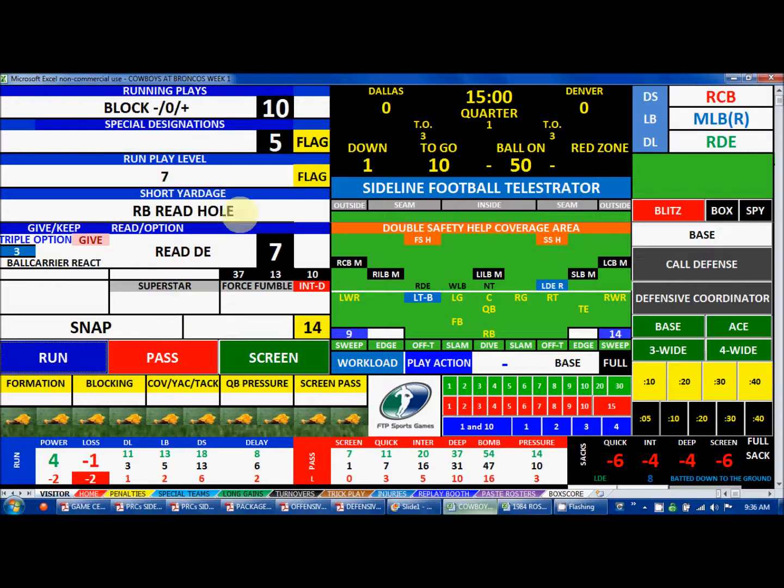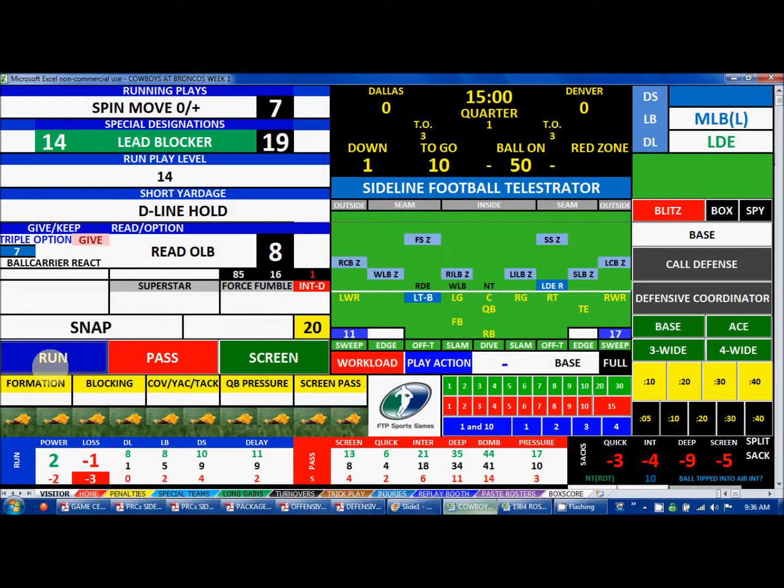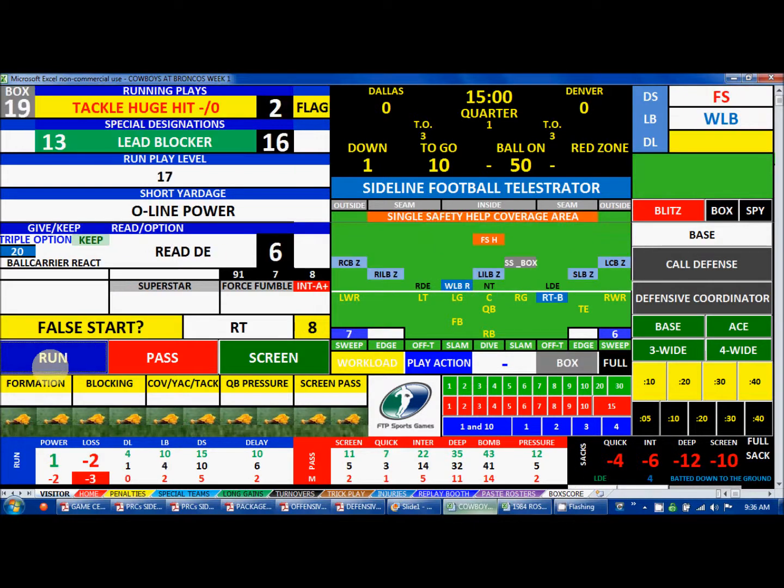As we click through, every now and then you will see a flag come up. That means that you need to check to see if there's a penalty on that play. So in this case, let's keep going until we see one pop up at the top. Again, this is all random.